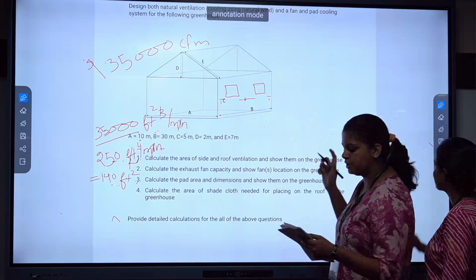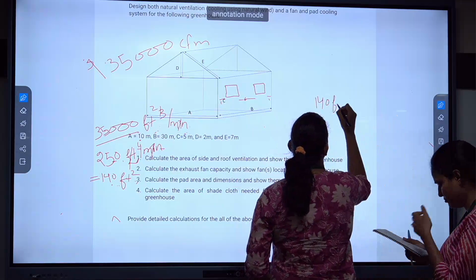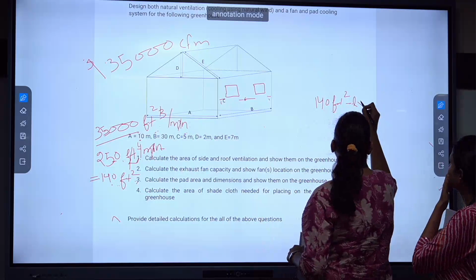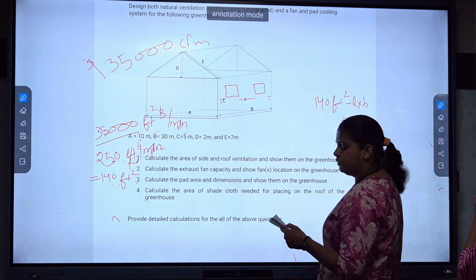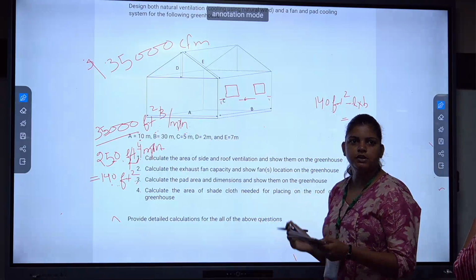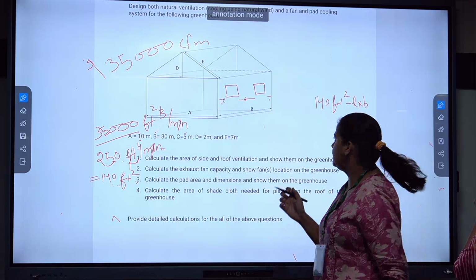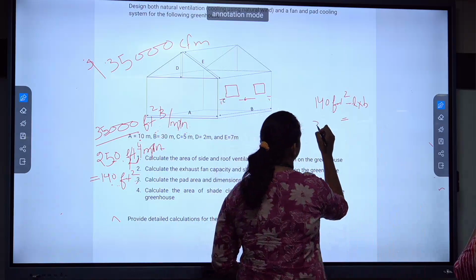Sir, also one more thing. We have got the area 140 feet square. So to calculate the width or the height is around 4 feet. We assume the height as 4 feet for the pad area. So we calculate the length. So the length would come out as 35 feet.